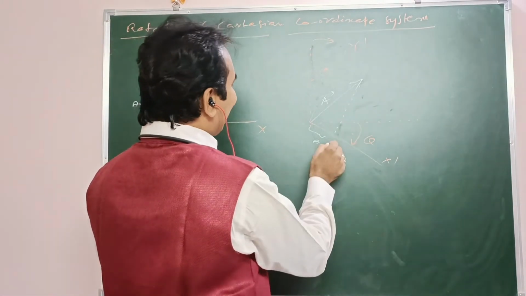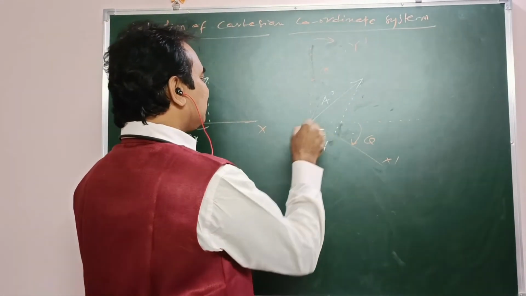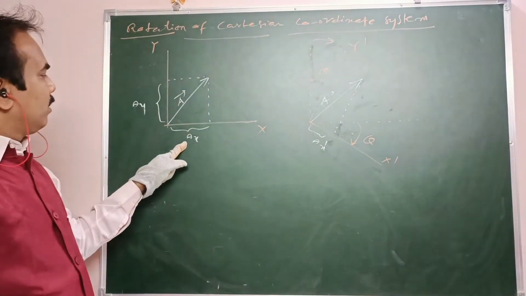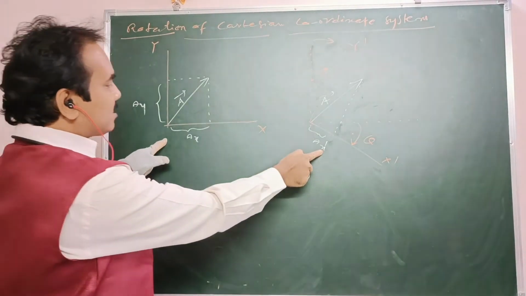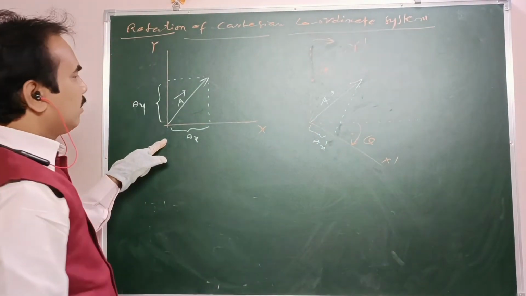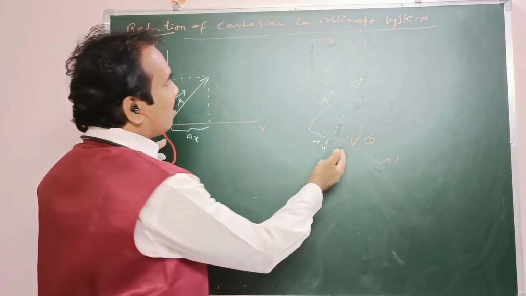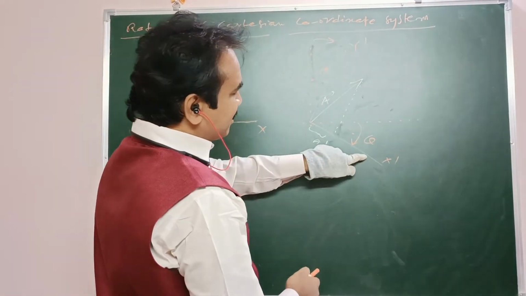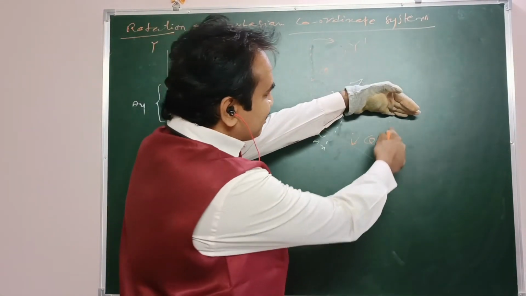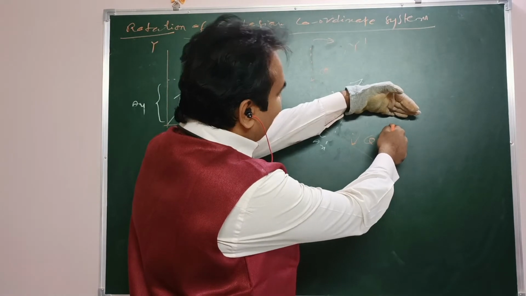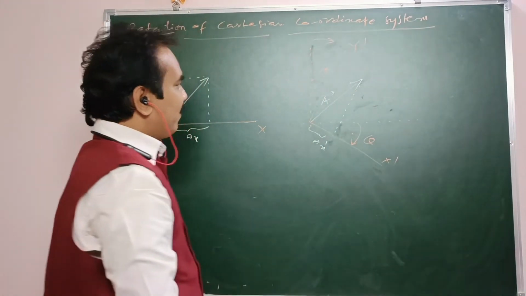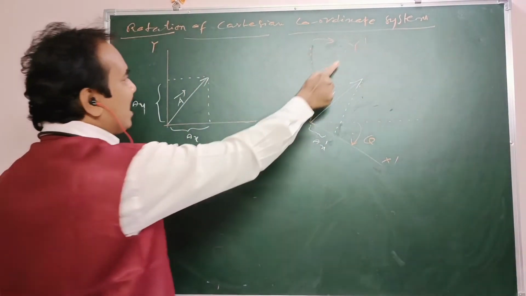What about ax dash otherwise? Ax dash. Change it now. See, I am saying x coordinate somewhat decreased. Why? Because the x axis has shifted far away from the given vector. Okay. Now what about y axis?